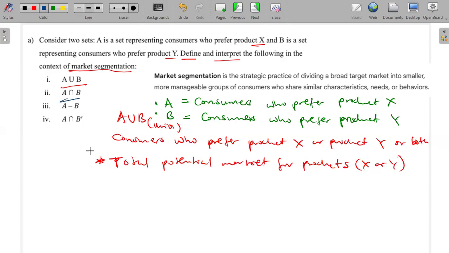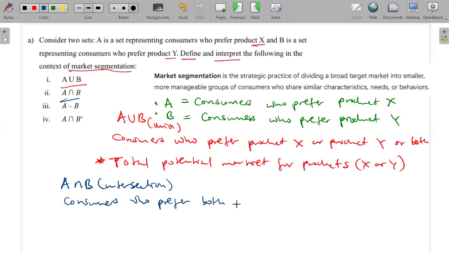Let's move on to the next one. The next one is A intersect B, which is the intersection of A and B. What do we make of this intersection? This is going to show us consumers who prefer both product X and Y. So these consumers want both the products.